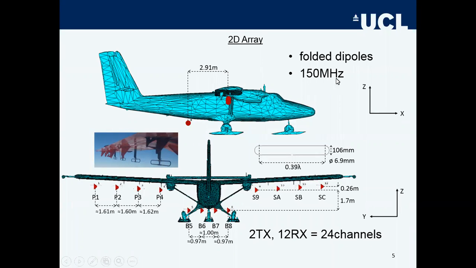So we are using folded dipoles and a wavelength of 2 meters in free space. That's with 150 megahertz. And as you can see here, the array is not perfectly linear nor uniform. So it has different parts. We can transmit from port or starboard with an array of antennas, and we receive independently by 12 channels. These 12 channels are not uniformly distributed, but depending on whether they are below the wings or below the belly of the aircraft, the antenna separation is different, and also the elevation of the antennas and the long track locations.